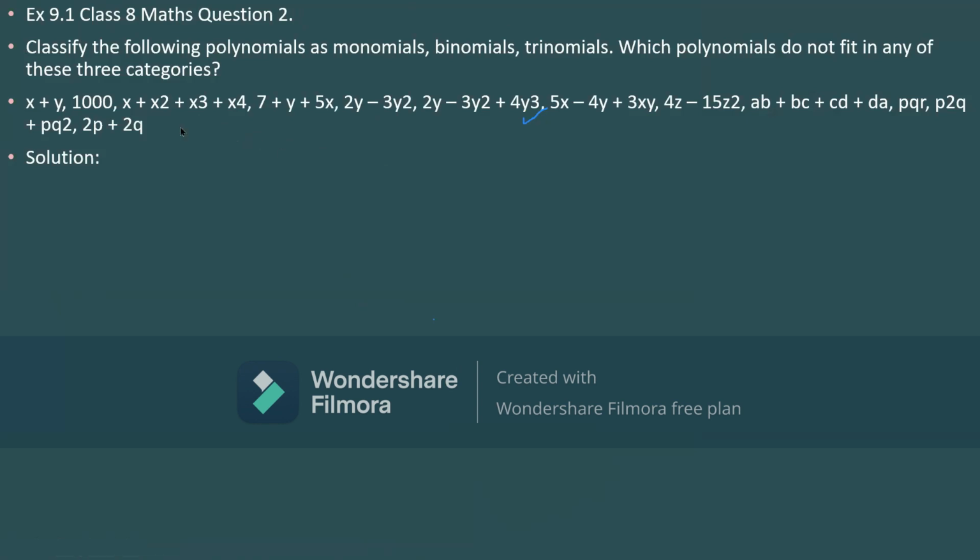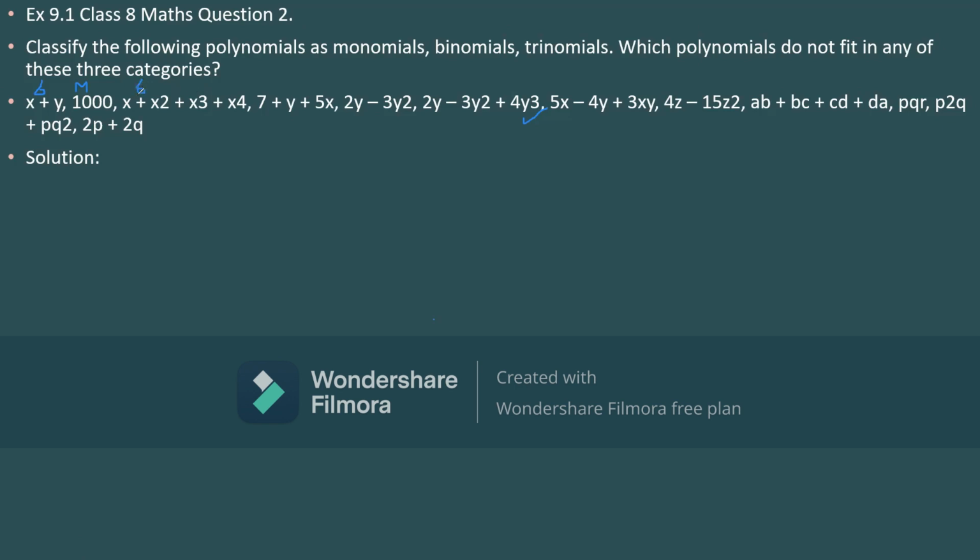Now let's classify them into monomials, binomials, and trinomials. Let's go. What's the first one? B for binomial. What's the second one? M for monomial. What's the third one? This is x squared, not x2. Okay. This is binomial. What is the next one?